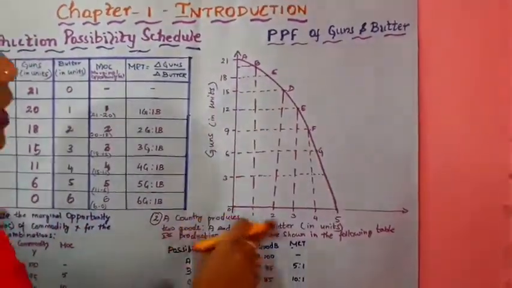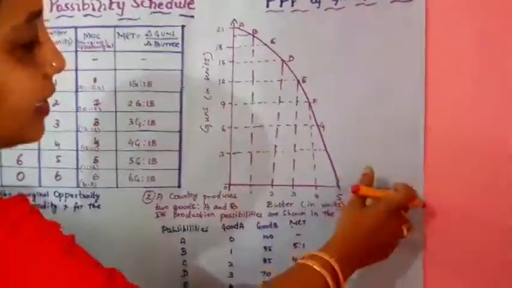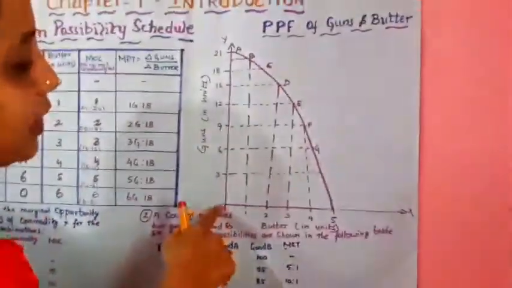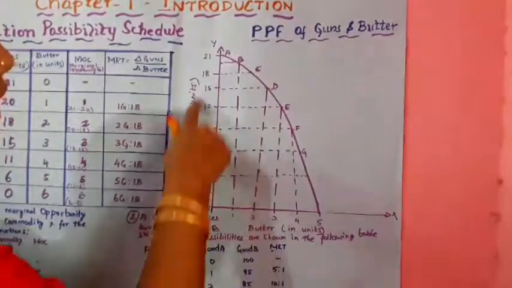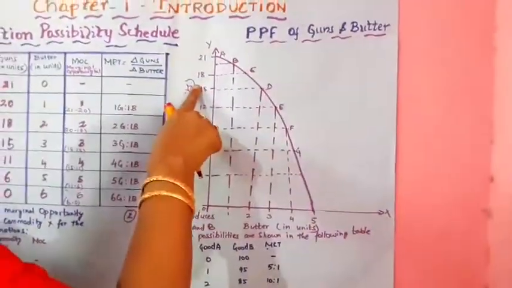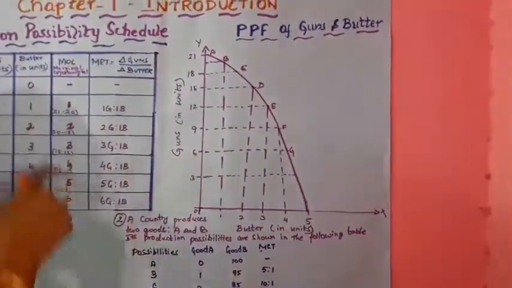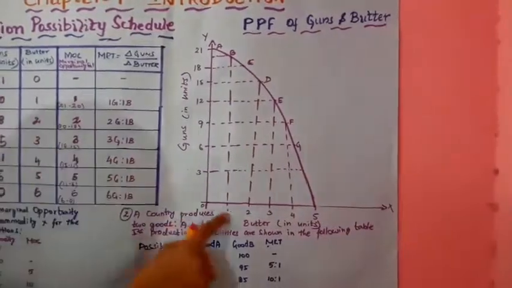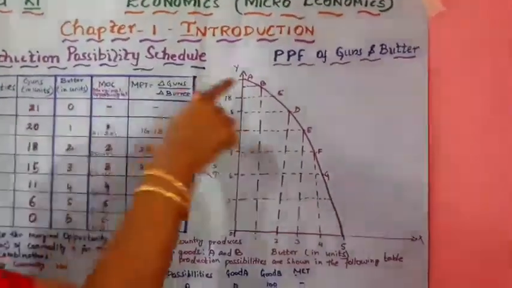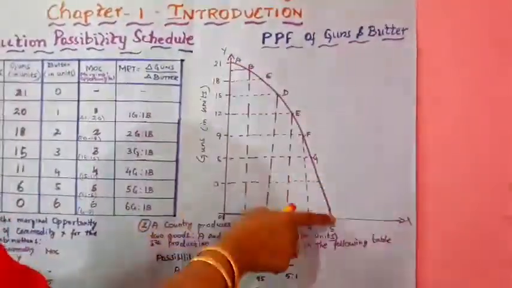In this graphical representation, you can see the x-axis and this is the y-axis, this is 0. You have to write here that the x-axis is butter in units, and the y-axis is gun in units. Okay, so all these schedule values are already given: 0, 1, 2, 3, 5 are the butter units, and here it goes up to a maximum of 21, so I have written 21 here. You mark the points and make a curve.